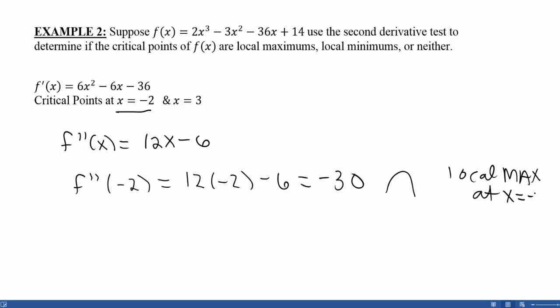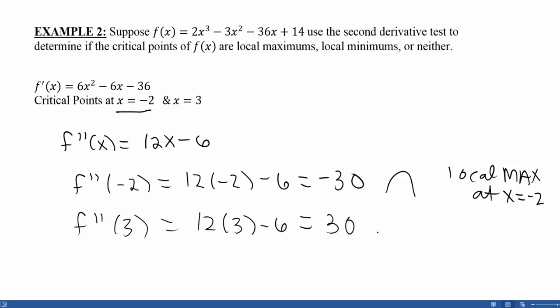Similarly, I can test my other point the same way. So if I plug in a 3 into the second derivative, I get 12 times 3 minus 6, which is going to give me positive 30. If my second derivative is positive, that means my original function is concave up, and my critical point is a local minimum. So I have a local minimum at x equals 3. So I'm able to classify my critical points by observing what the concavity is at that point.